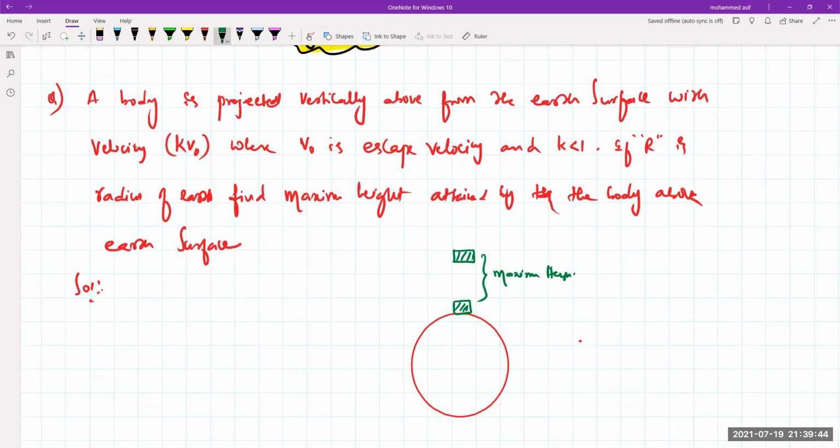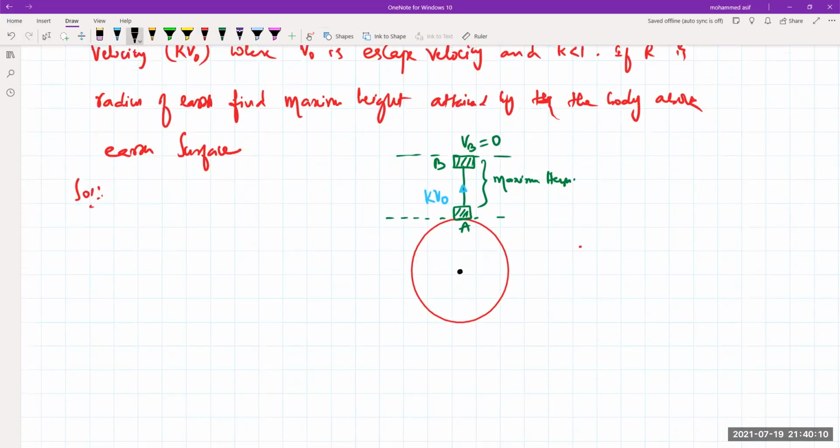So when I say maximum height, you are going from the surface of the earth to the highest position. This is your position A and this is your position B. At the highest position, the velocity at B will become zero. You are projecting it with a certain velocity from the ground. What is the velocity with which you have been projecting, beta? K times your escape velocity from the earth, from the center. This will be the radius, that is nothing but capital R.